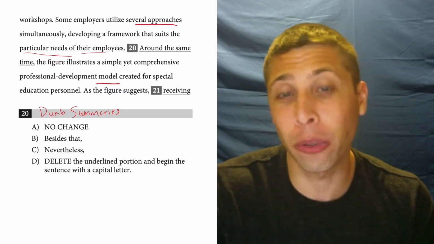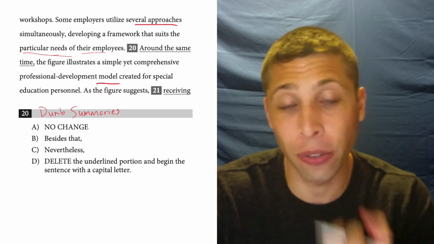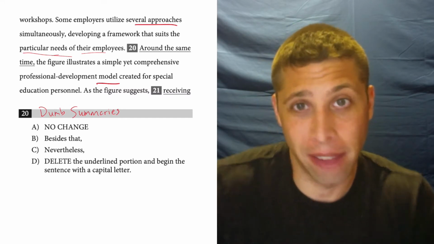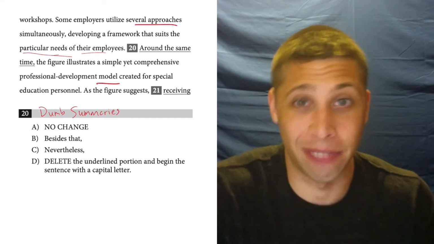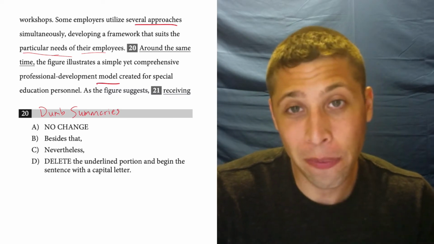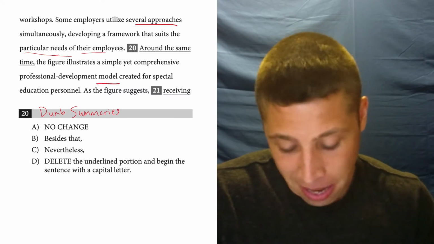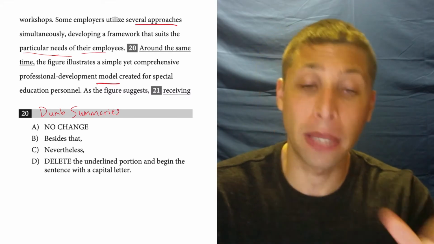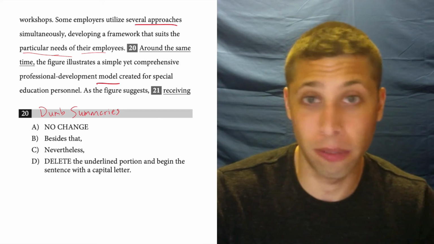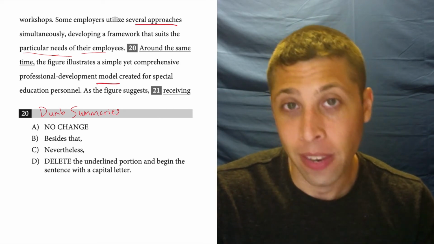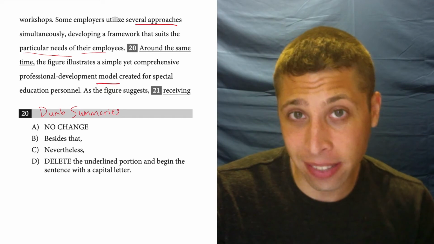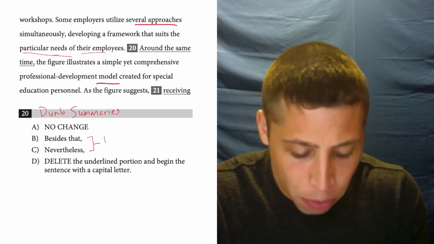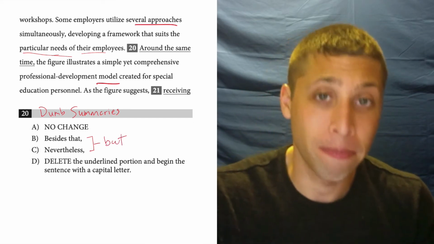So when I go to the choices, that's kind of confusing because I'd really like to have a good idea of what I'm supposed to be focused on. I don't have a dumb summary right now. I have, I don't know, just like a regular old summary, I guess. So the words, though, really help us out because we can dumb summarize these very complicated transition words and turn them into more simple ones that we use every day. Nevertheless, and besides that, are two words that we would use for a contrast. So they both mean something kind of like the word but.